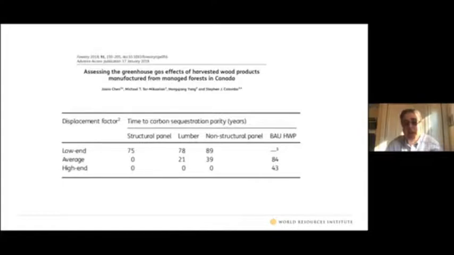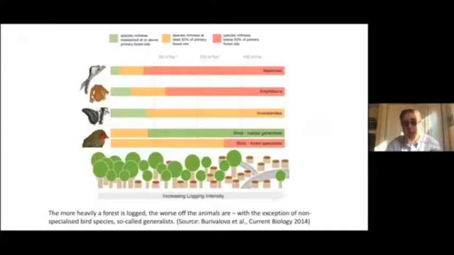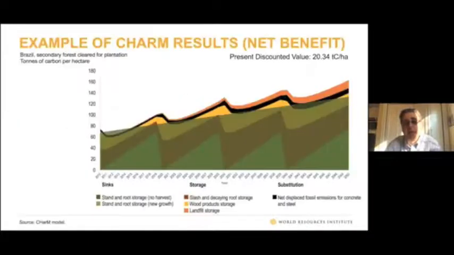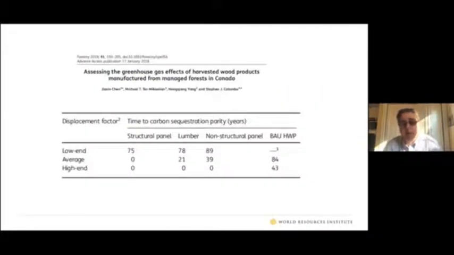Of course, converting to plantations has a big biodiversity implication, generally losing about 50% or more of the species at least. People know that, but the numbers matter. So this was a paper by Chen et al., basically Canadian researchers, where they had different numbers.